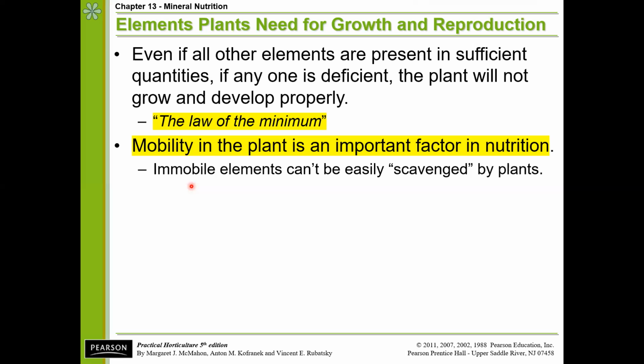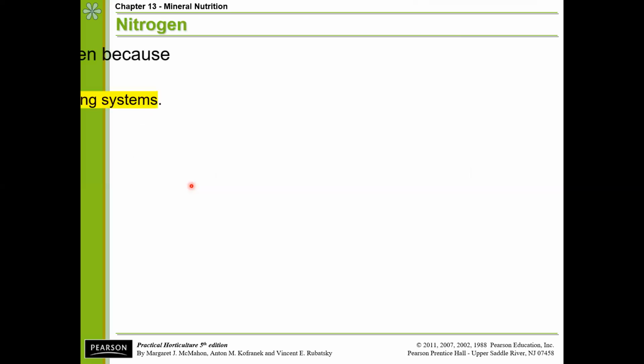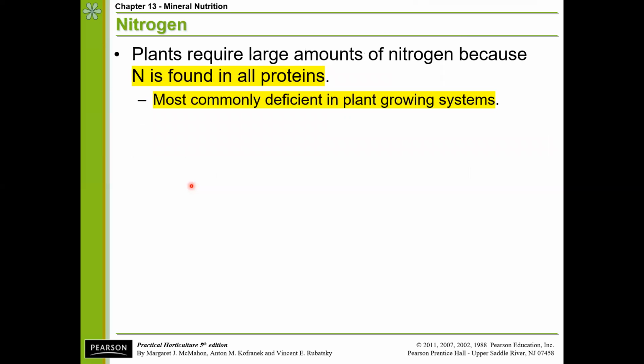So this helps to diagnose nutrient deficiencies, because if it is a deficiency of an immobile element, then we'll see the symptoms of it in the new leaves. If it's a deficiency of a mobile element, then we'll see the deficiency symptoms in the old leaves. So let's talk about each of these nutrients in a little bit more detail.